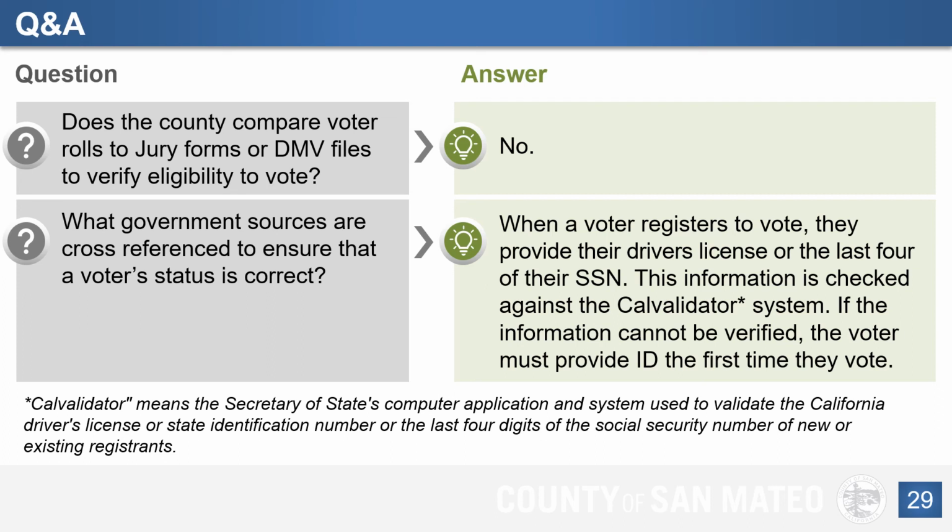Question: what government sources are cross-referenced to ensure that a voter's status is correct? Answer: when a voter registers to vote, they provide their driver's license or the last 4 of their SSN. This information is checked against the CalValidator system. If the information cannot be verified, the voter must provide ID the first time they vote.